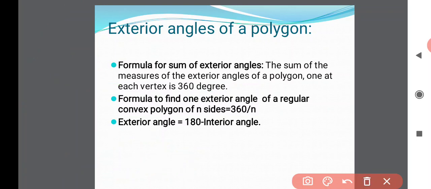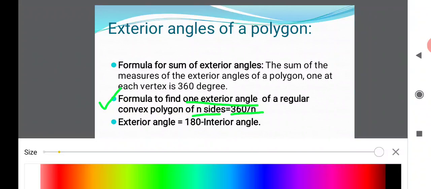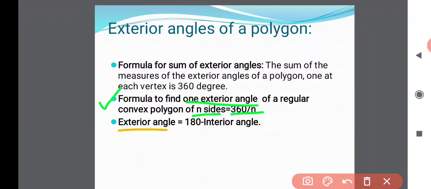And with this we also get two more formulas. The formula for one exterior angle: if you want to calculate one exterior angle, the formula is 360 divided by the number of sides. Another formula is: exterior angle is equal to 180 minus interior angle. We know the relation between the exterior and interior angles. They form a linear pair, which means to get the exterior angle, you can subtract the interior angle from 180 degrees.